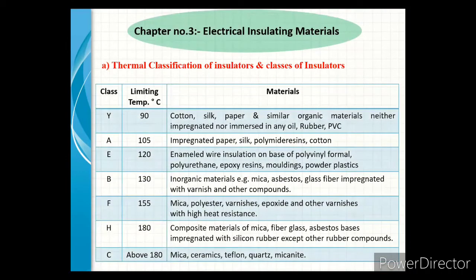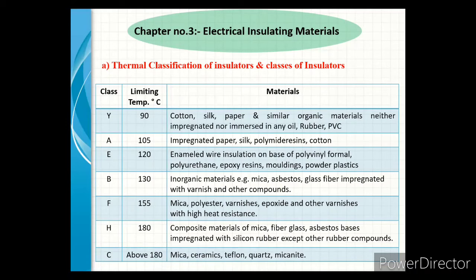We see our first class, thermal withstandability. In this class, the insulating materials are classified into 7 categories. That means first is Y class, second is A class, third is E class, fourth is B class, fifth is F class, sixth is H class and last, the seventh, is C class. These 7 classes totally depend upon limiting temperature range.